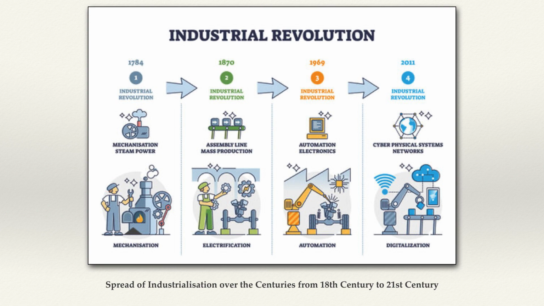Now we see the spread of industrialization over the centuries from the 18th century to the 21st century. It is mechanization, electrification, automation, and digitalization. We read the main factor, mechanization, meaning shifting from human labor to machines. In this chapter, we see two countries, the Industrial Revolution in Britain and India.